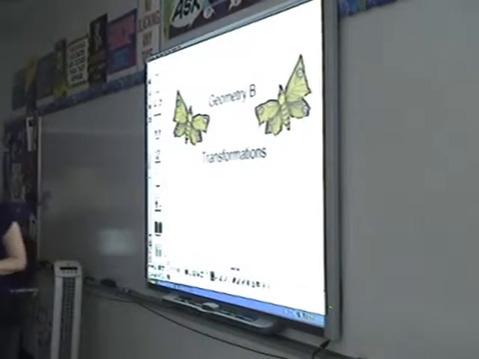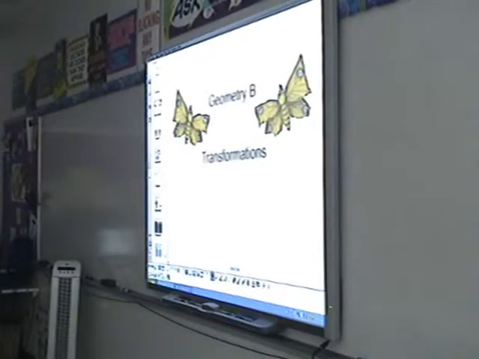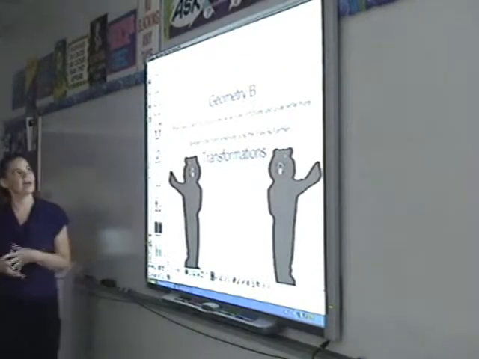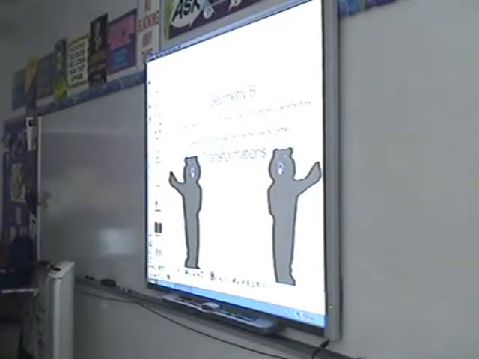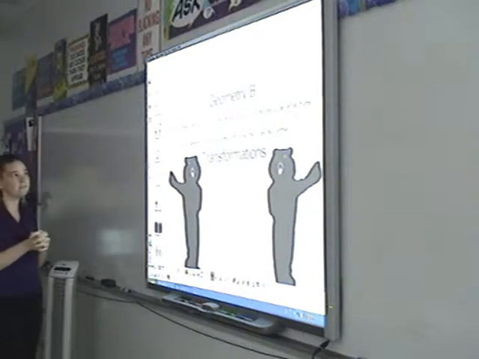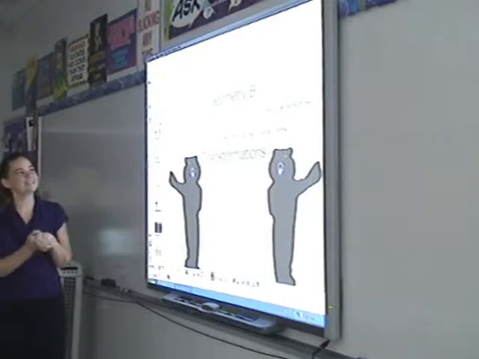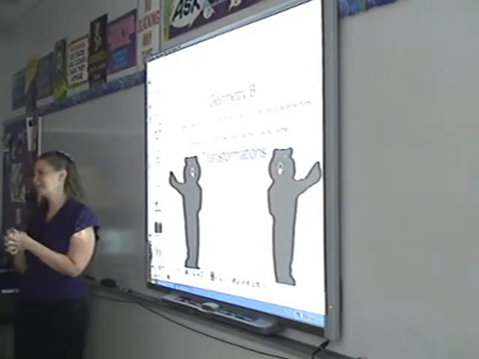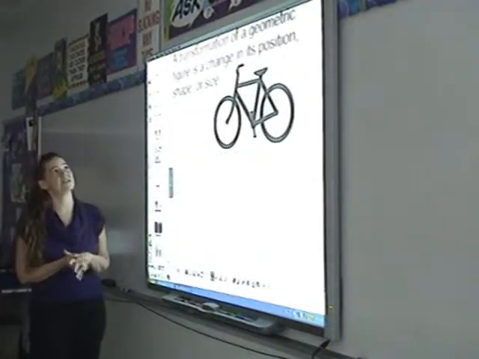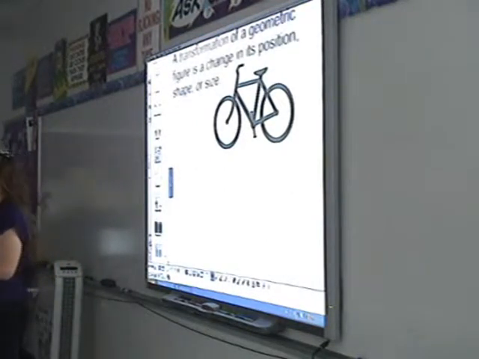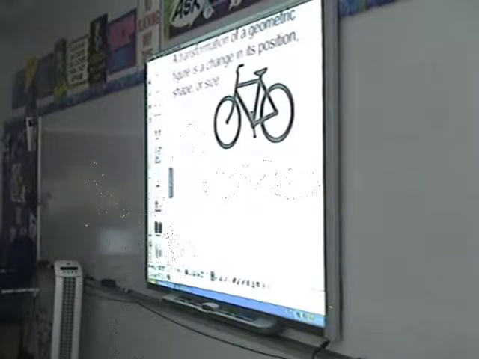In here. So there's the butterfly. What did the butterfly do? Rotated. So that's the type of transformation. Our objectives for today are to identify translations, reflections, rotations, and glide reflections. And we're going to demonstrate transformations, which is the fun part. The transformation of a geometric figure is the change in its position, shape, or size. So write that down as the definition.